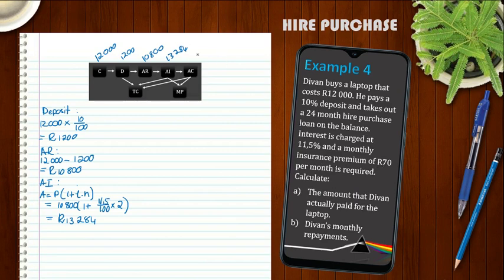Right, and then our insurance premium counts as an additional cost. Just keep in mind that this 70 Rand is per month. So in total, the additional cost is actually going to be 70 times 24. For A, it asks us the total amount that Divan paid for the laptop. The total amount will obviously be the deposit, which was 1,200, plus the additional cost, plus the big amount plus the interest, which is 13,284 paid over a period of 2 years. Plus every month we pay 70 Rand, so 70 times 24 months, and that is going to be the total amount.